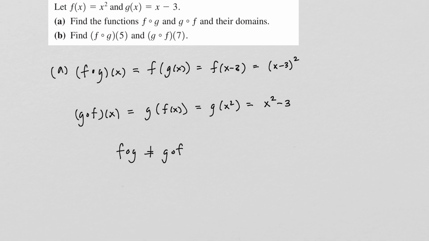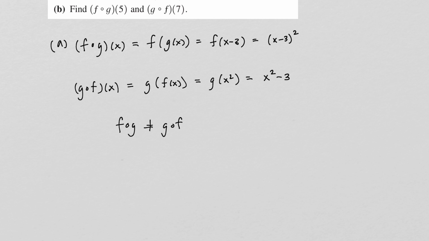Now, what about part B? It says to find f of g of 5 and then g of f of 7. So for part B, to do f of g of 5, let's just note that we already know that f of g of x is (x minus 3) squared. So all I'm doing is taking the number 5 and plugging it into this function. And so that is going to be (5 minus 3) squared, which is equal to 2 squared, which is equal to 4.